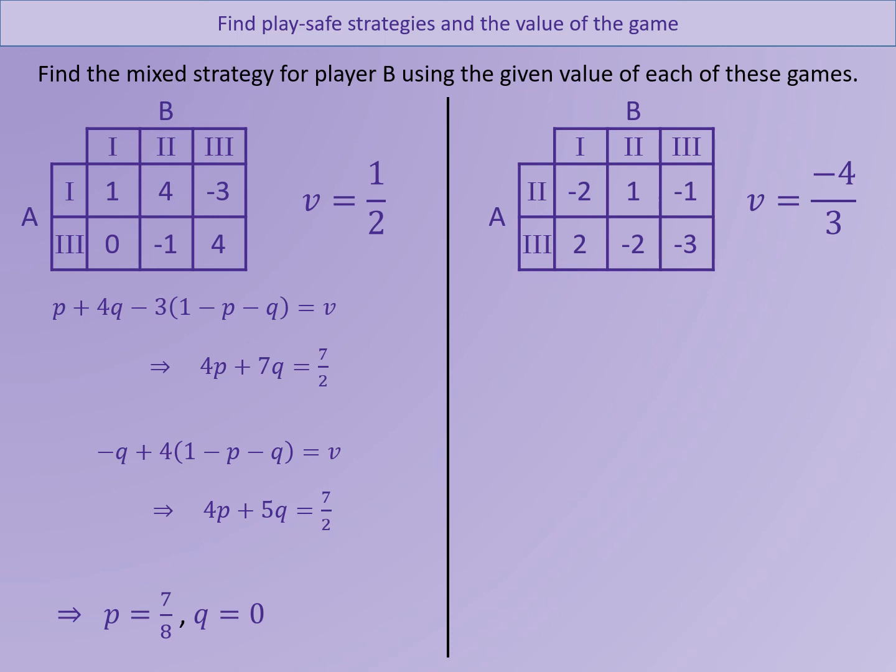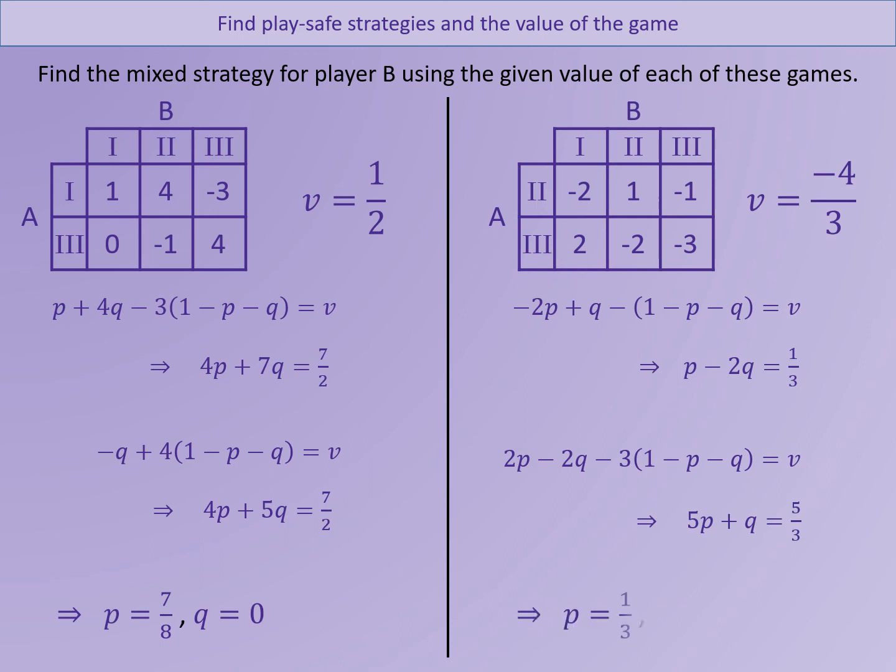And then similarly for the second game, the equation you'll be led to is here. That is for A playing option 2. For A playing option 3, you'll be led to this equation here, leading us to B playing option 1 with probability 1/3, never playing option 2, and playing option 3 with probability 2/3.